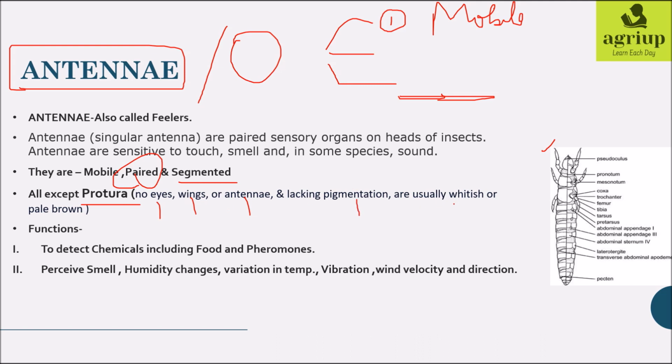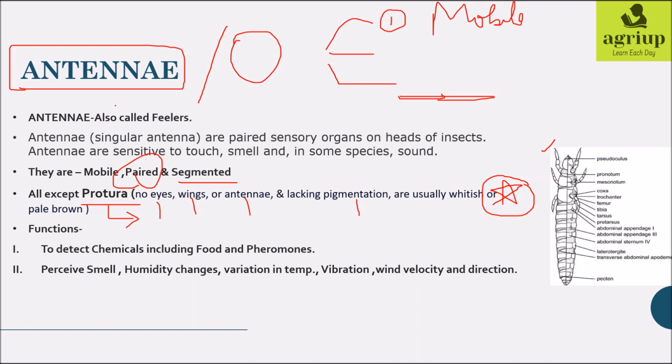So whenever you are given a question to find the organism which is not having an antenna out of four, then the example will be Protura. This is a very important part for your MCQ, and it is sometimes asked in competitive examinations also.